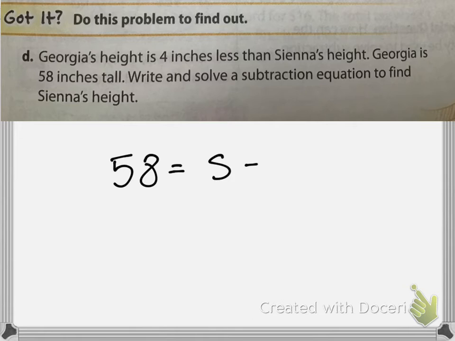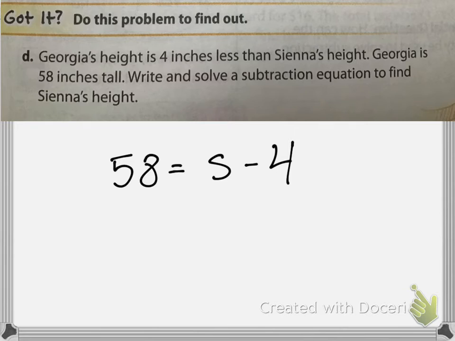Perfect. So he did s minus 4. Georgia's height is 4 inches less than Sienna's height. We don't know Sienna's height, which is why it's the S. And we know that Georgia is 58 inches. So how am I going to solve, Clara?